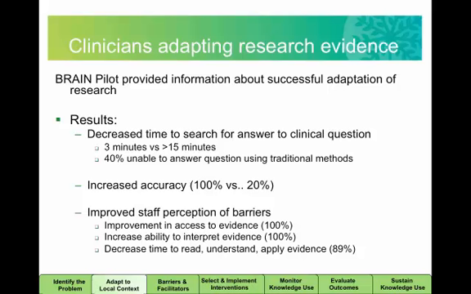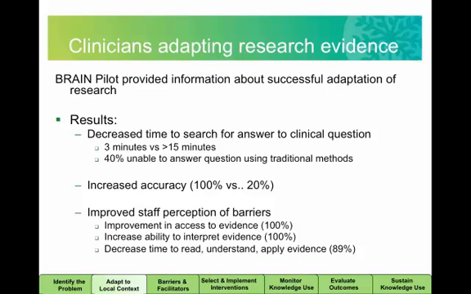On average, it took the clinicians 3 minutes to find an answer using the brain, whereas it took more than 15 minutes to find the answer using traditional methods. 100% of clinicians who used the brain were able to find the answer, whereas only 40% of clinicians were able to find the answer using their traditional methods. Further, clinicians using the brain were able to find answers with 100% accuracy in comparison to 20% accuracy with traditional methods.